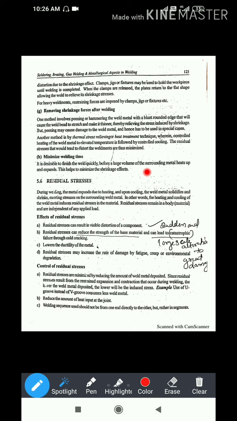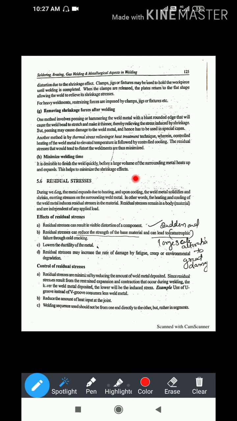If you are going to join two metals, melt less metal by applying the electrode to that metal for a shorter time. Within less time you have to melt the metal. If less metal is melted, less heat affected area and less shrinkage effect will be generated. That's why they say to minimize the welding time.